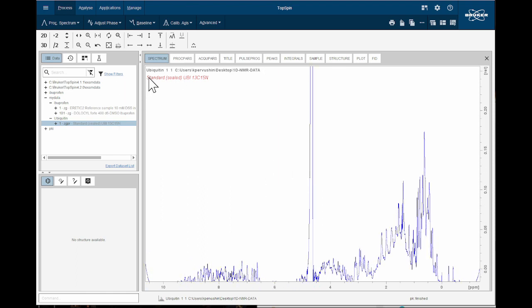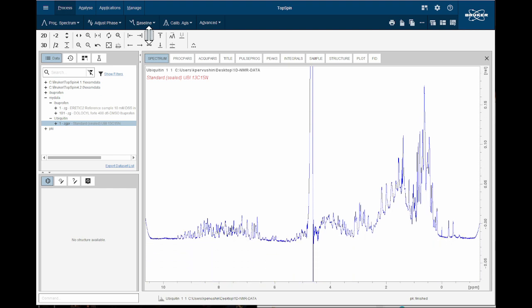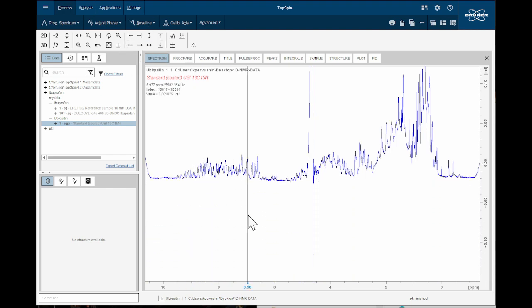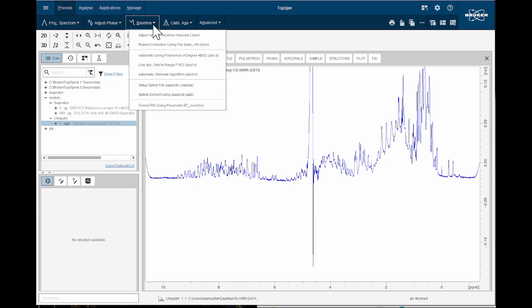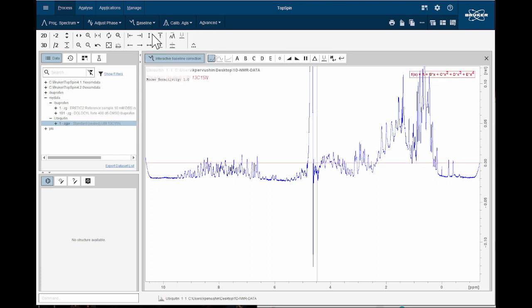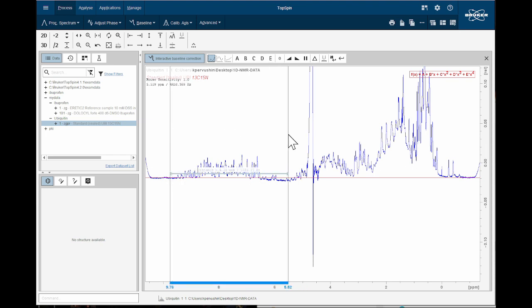So zoom again. Now I can move the spectrum to the middle using these navigation buttons, and now I proceed with the baseline correction. So I again use manual baseline correction. First I linearly shift it like this, then I adjust the whole spectrum in steps, so like in parts.